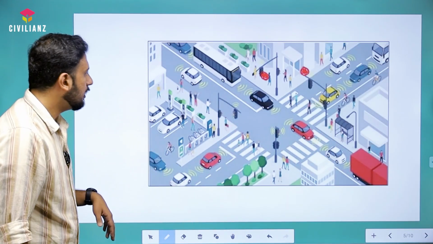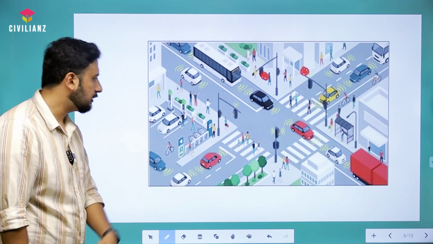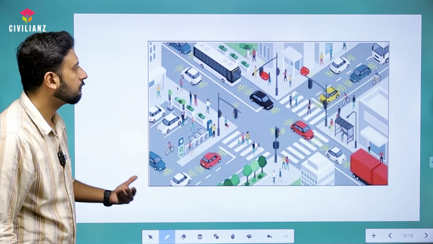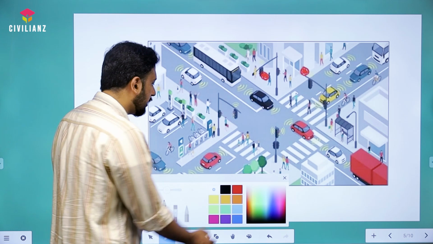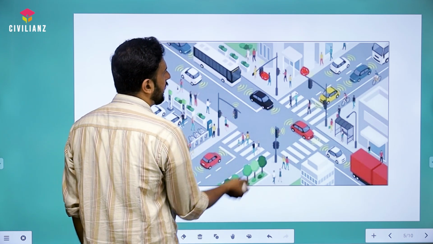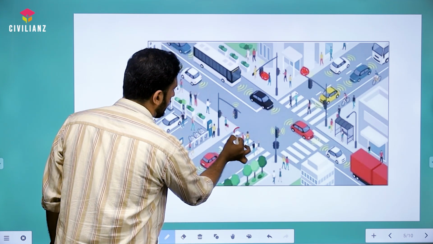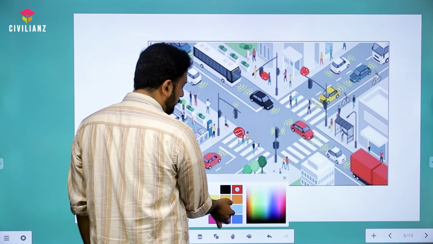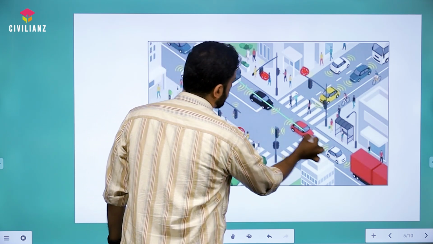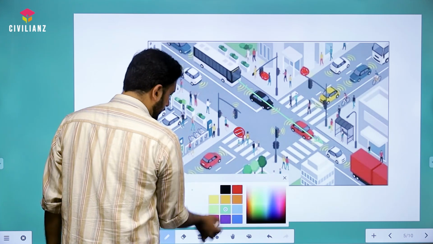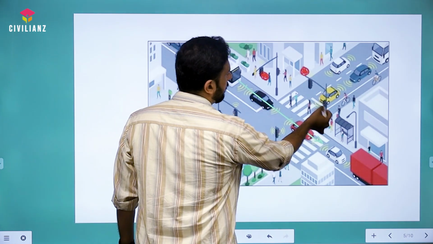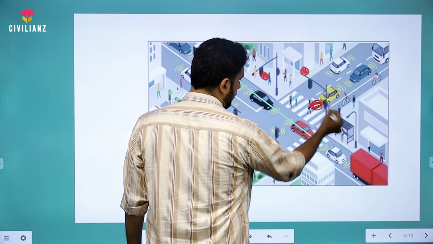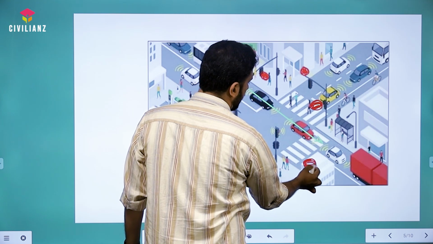Let's say you are in this car. You will be waiting for your chance to move, obviously. If you have a red signal here somewhere, obviously other vehicles will be moving. These vehicles will be moving like this, and definitely if you have this red signal, maybe they will also have a red signal, and these people also will have a red signal.